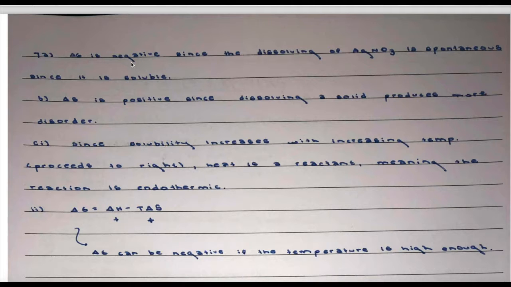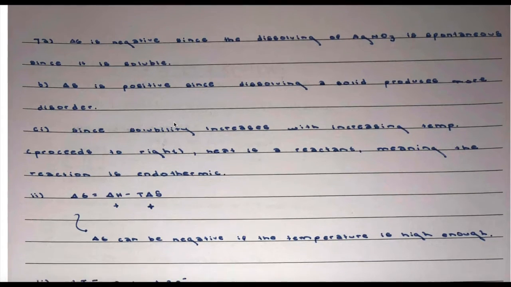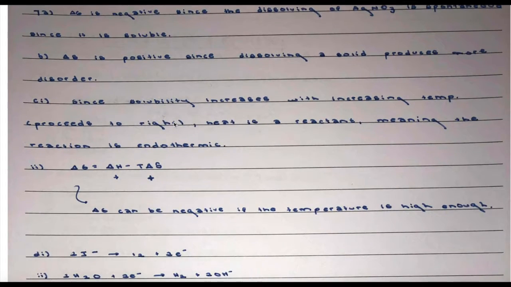In B, it says, is delta S for the dissolving positive, negative, or 0? Well, since you are dissolving, a solid will become ions, therefore increasing the disorder, meaning your delta S is going to be positive. In C, the solubility of AgNO3 increases with increasing temperature.